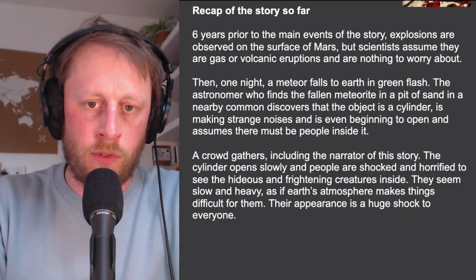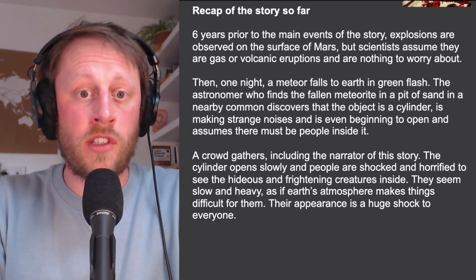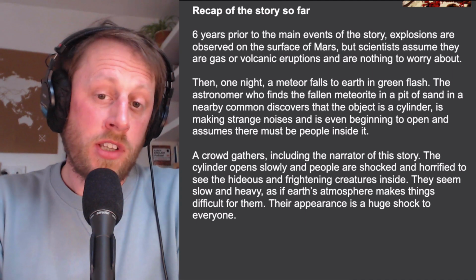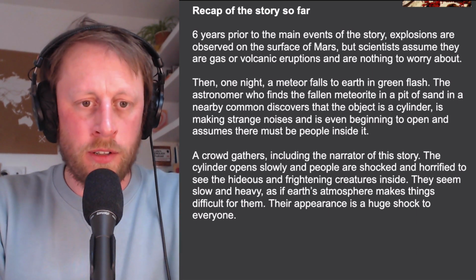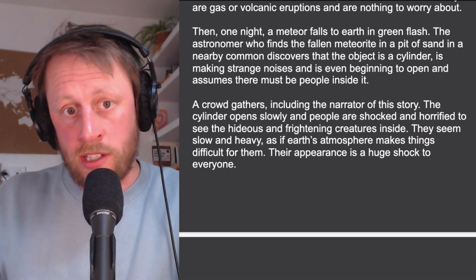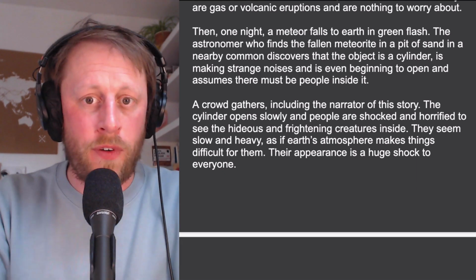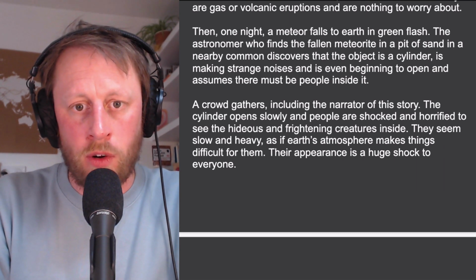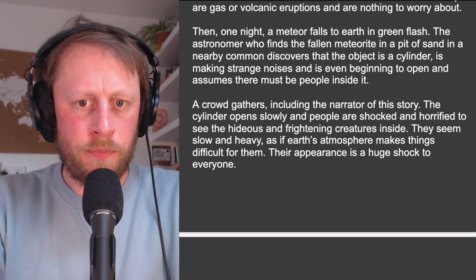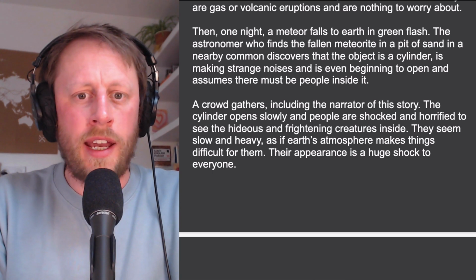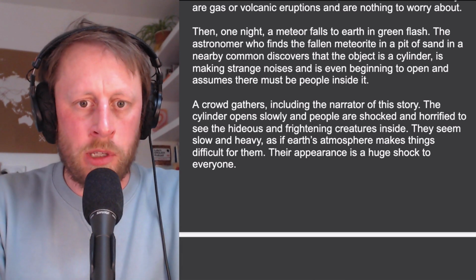What I'd like to do first is to do a recap of the story so far, just to bring you up to speed again. So, 6 years prior to the main events of the story, explosions are observed on the surface of Mars, our neighbouring planet, but scientists assume that they are gas or volcanic eruptions or something like that, and that they're nothing to worry about. Then, one night, 6 years later, a meteor falls to Earth in a green flash. The astronomer who finds the fallen meteorite in a pit of sand in a nearby common discovers that the object is a cylinder, that it's making strange noises, and that it's even beginning to open, and he assumes that there must be people inside it.